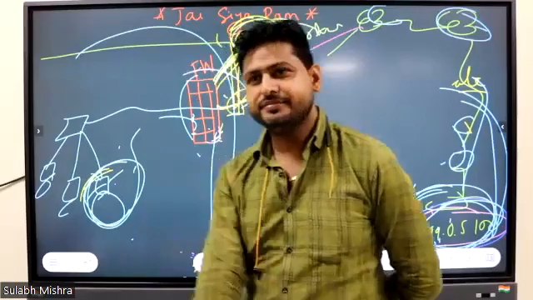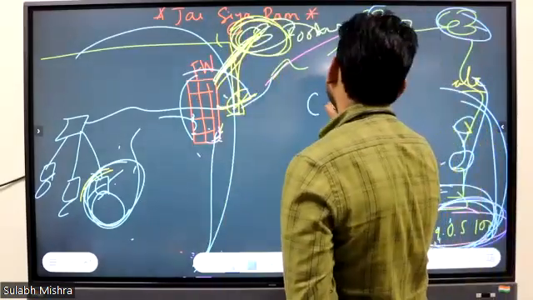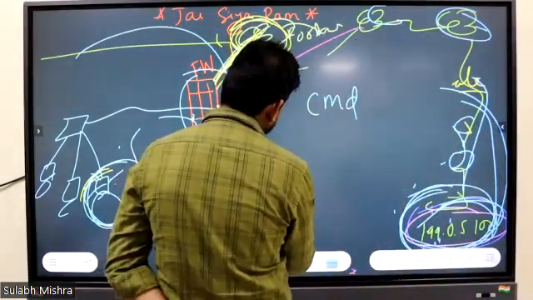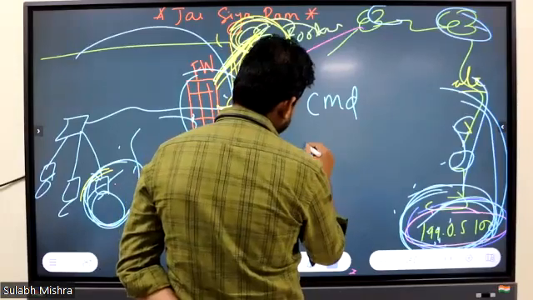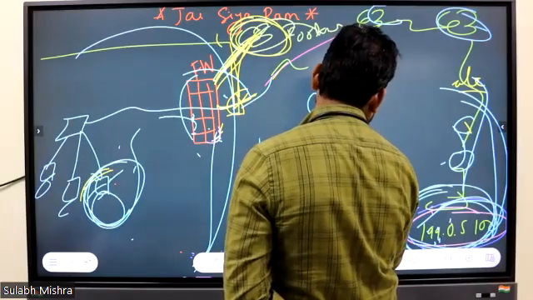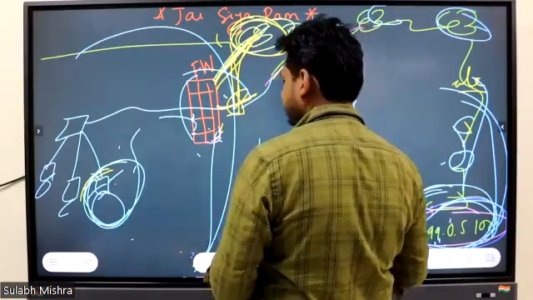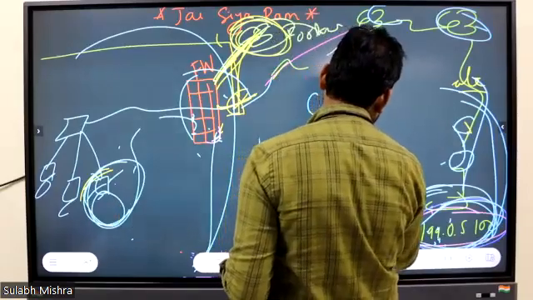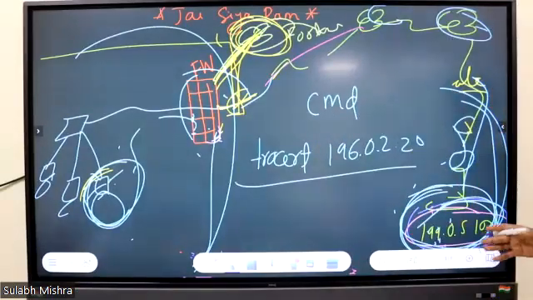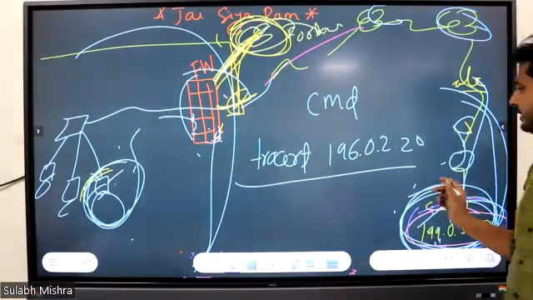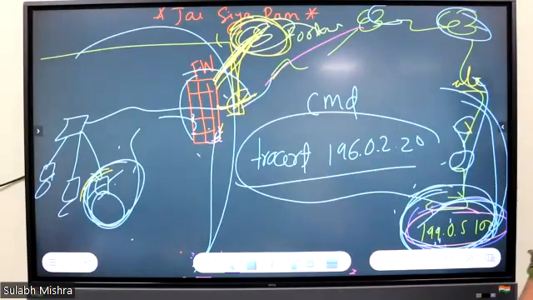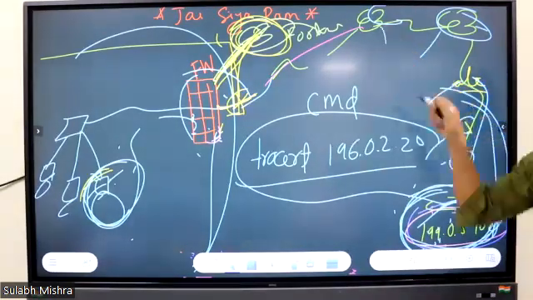Understand? Got your answer? So I was telling you about CMD, the command prompt. Type CMD in the search, then type traceroute, or tracert on Windows, and give the IP address. For example, this particular system's IP address is 196.0.2.20, whatever IP you have been given. Do the traceroute. If you run this command, it will send a packet to this particular destination, and it will give you all the router information about where the packet has reached.